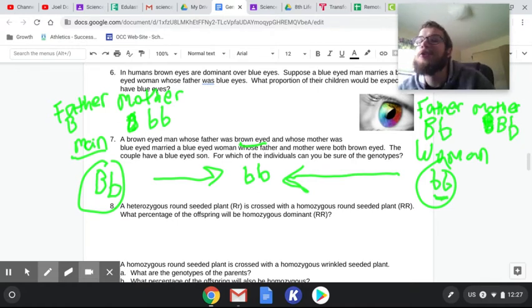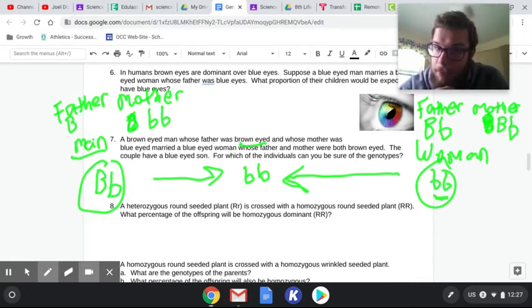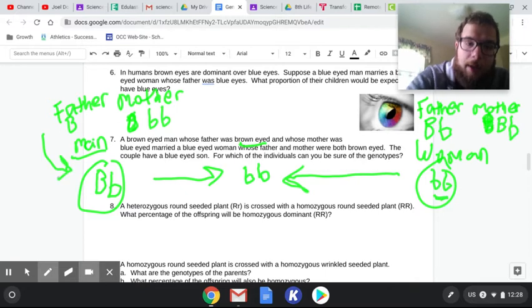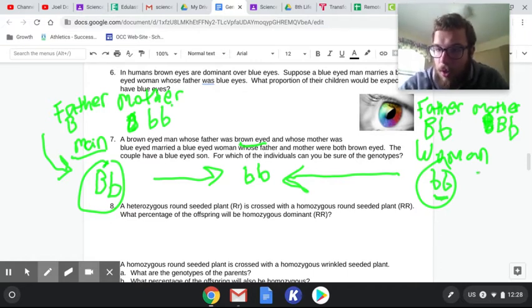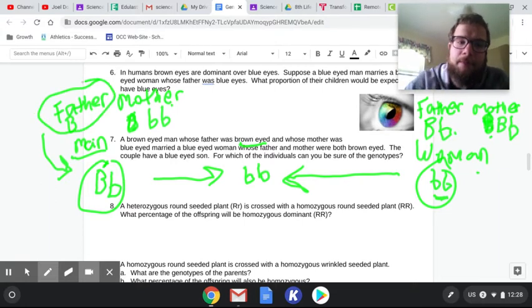Okay. There is no way for us to know. Father could be big B, little b. He could be big B, big B. And either way, it's possible for him to produce an offspring that's big B, little b. So we can be sure about man and his mother, and we can be sure about woman and both of her parents, but we don't know necessarily about the man's father.